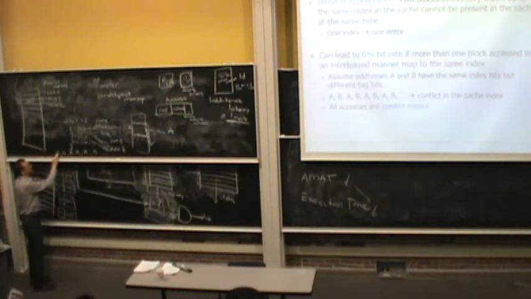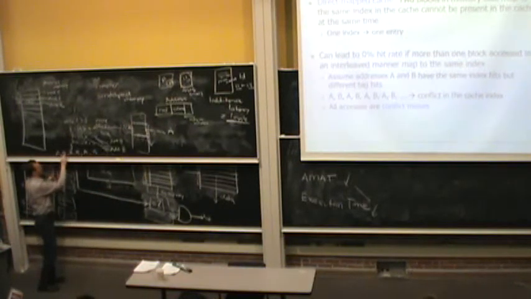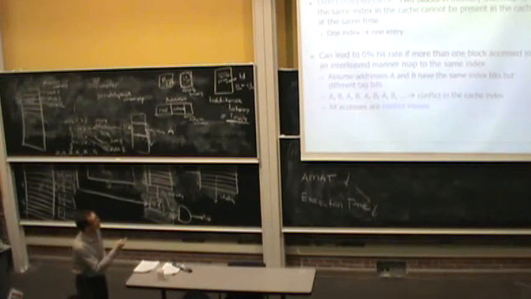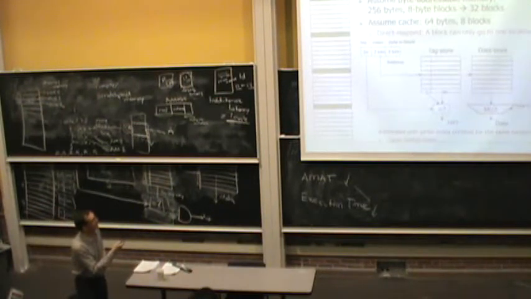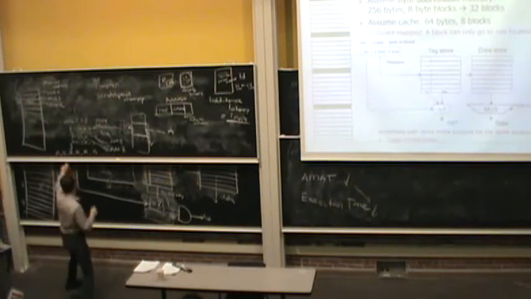So the first time you access A, you store A in the index. The next time, you need to access B, but B is not in the cache, so you evict A and store B. The next time you access A, so you need to evict B and store A, and then you need to evict A and store B, so you get 0% hit rate. Okay, and these are all conflict misses. So you could actually solve this problem, and that's the idea of a set-associative cache.